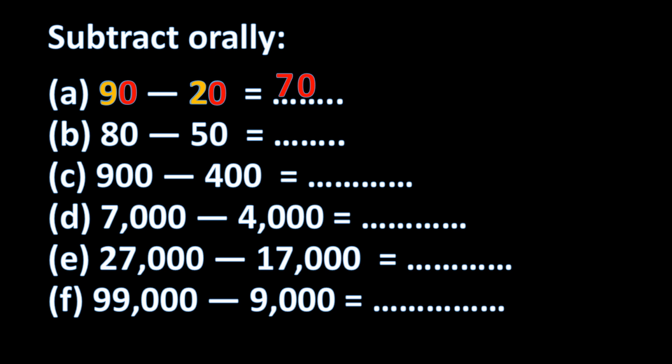Question number B. 80 minus 50 is equal to dash. Again 0 minus 0 is equal to 0. Then 8 minus 5 is equal to 3. So the answer is yes, 30.